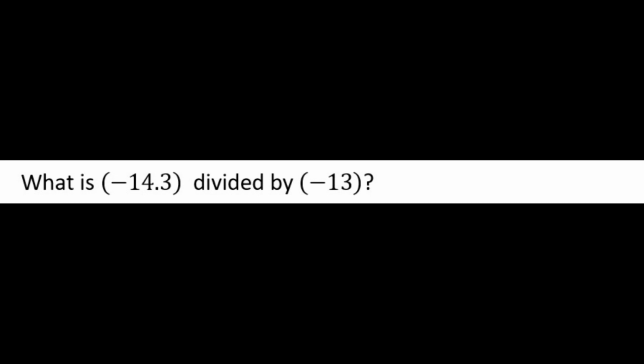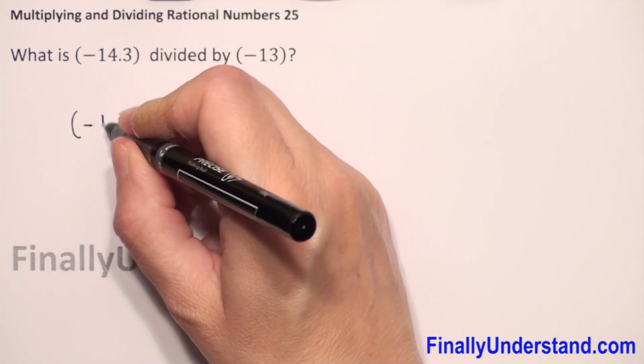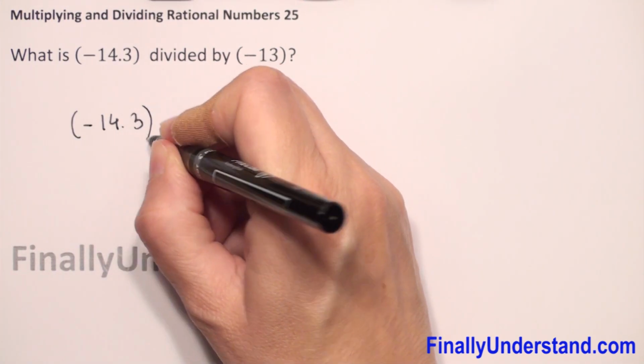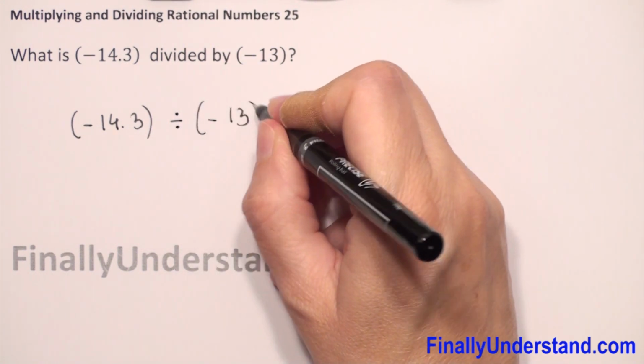What is negative 14.3 divided by negative 13? So let me write this. We have negative 14.3 divided by negative 13.